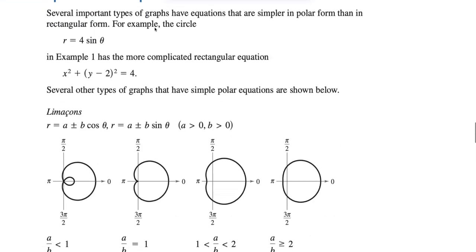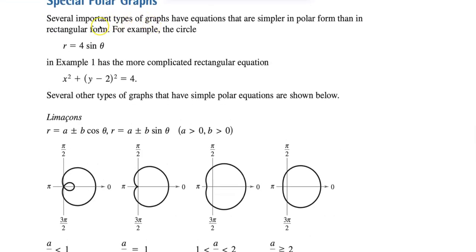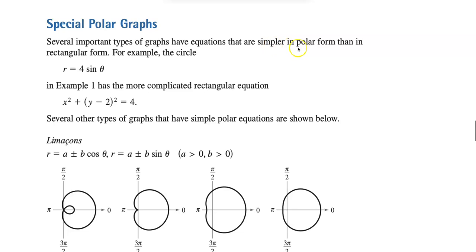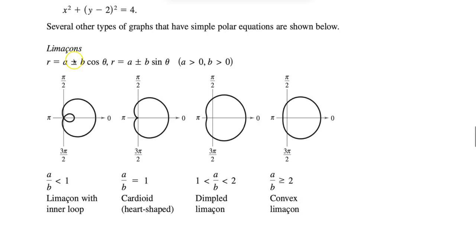Here's some special polar graphs. Several important types of graphs have equations that are simpler in polar form than they are in rectangular form. For example, the circle, right? r equals sine theta is a circle. So much more simple than x squared plus (y minus 1) squared equals 1. Another version of this is called limacons. These right here are much easier to draw in polar than they are in rectangular. And they look like this. r equals a plus or minus b cosine theta.